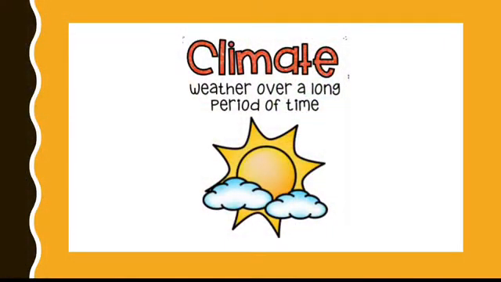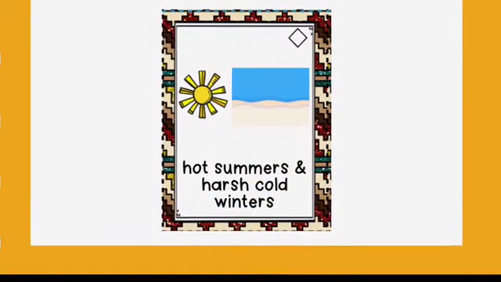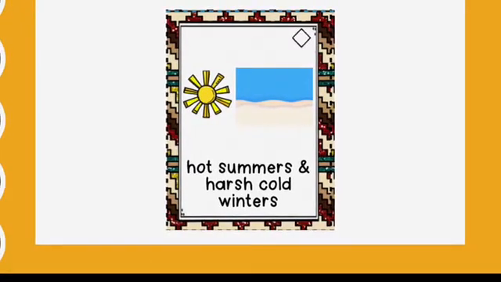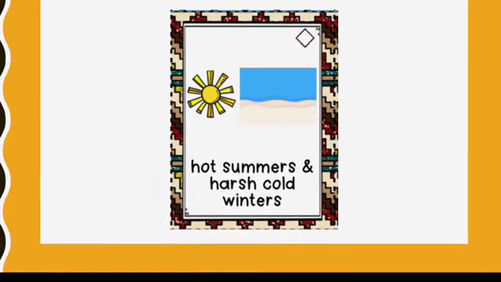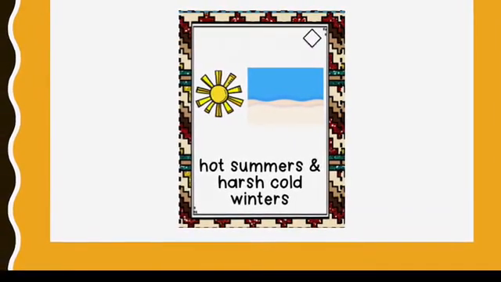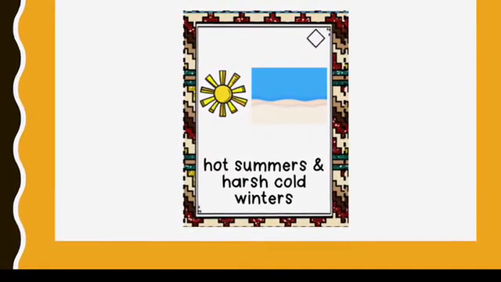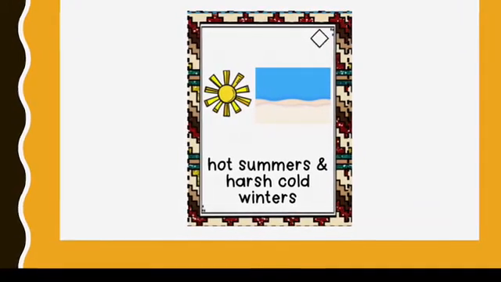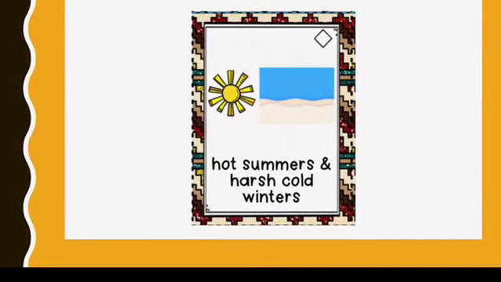Climate is the weather over a long period of time. The Plains region is very different than the region we learned about last week. They lived in a place with hot summers and harsh, cold winters. This caused them not to farm as much, but instead they lived mainly by hunting.